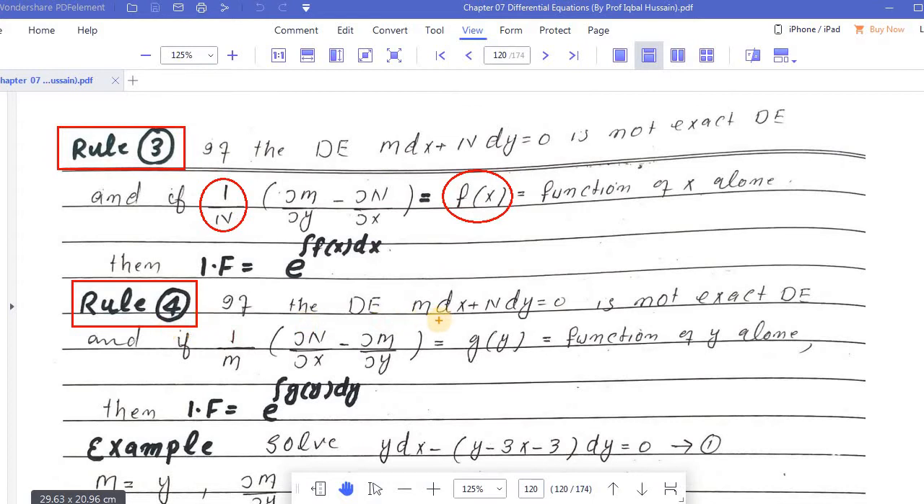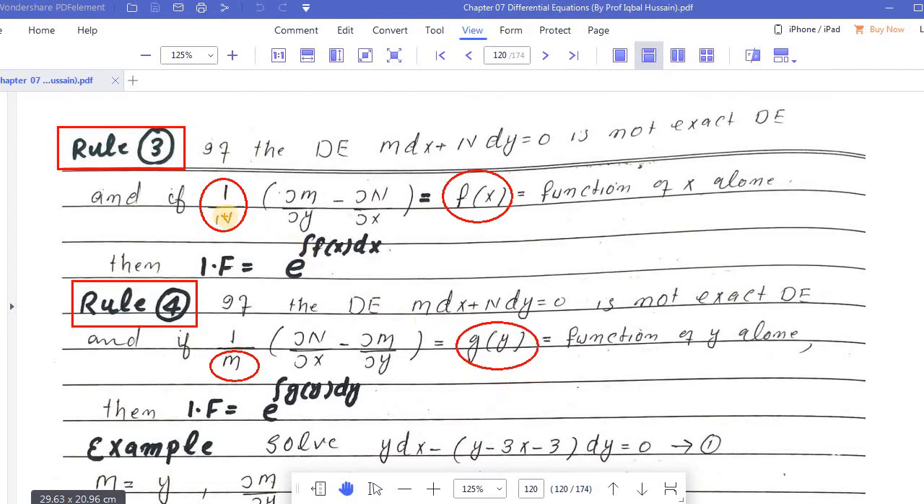If the differential equation M dx plus N dy equal to 0 is not exact, and if 1 over M (del N over del x minus del M over del y) equal to g of y, that is, a function of y alone, then the integrating factor will be equal to e raised to integral g of y dy. Look, if here is N, here will be M. If here is M, then here will be N. Also look, if we have M, then here we will have a function of y alone.